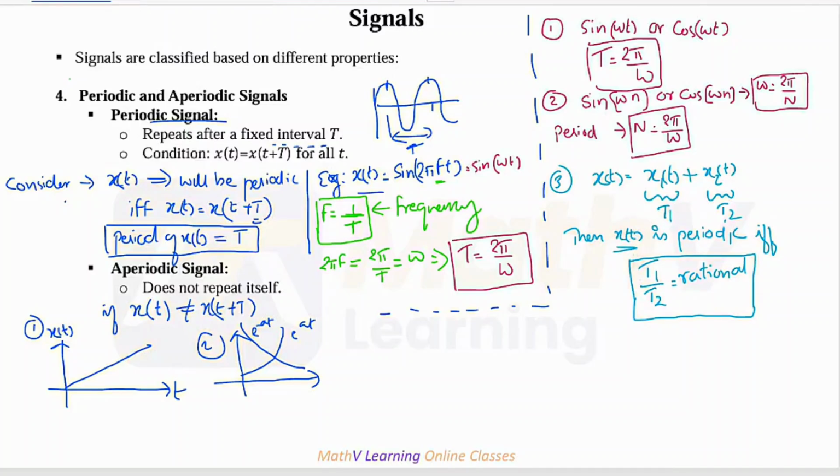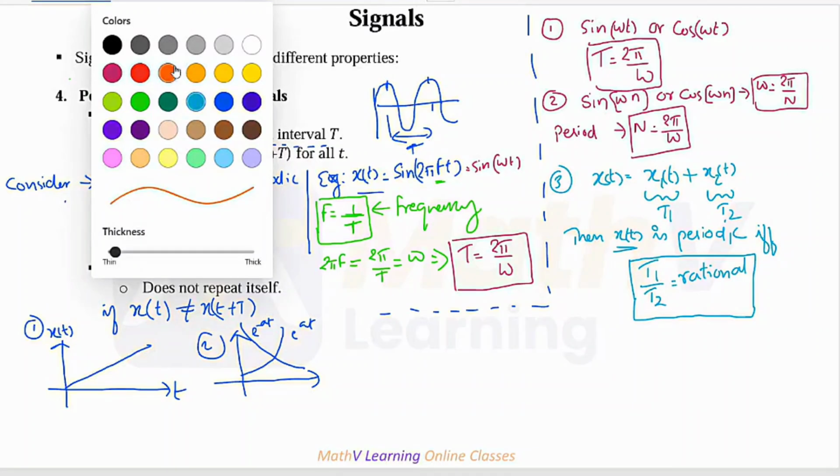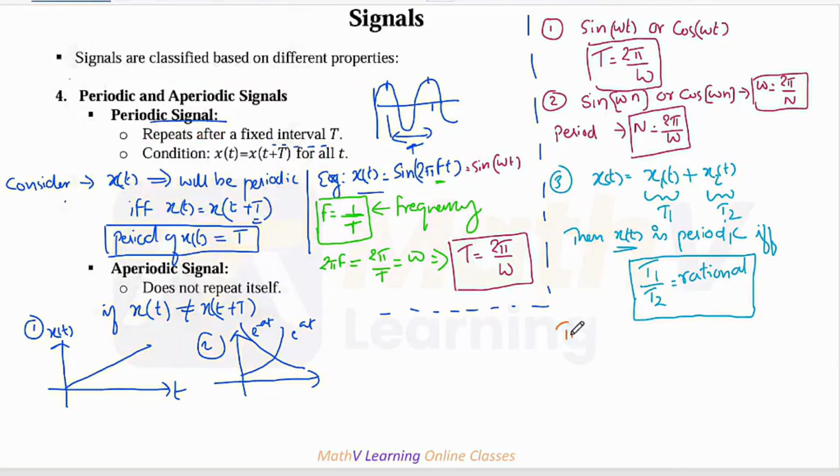Okay, and if so, what is its period? Okay, how to find the period? The period is given as the time period of x of t. Time period of x of t is the LCM of t1 and t2. If we take the LCM of t1 and t2, we will get the time period of x of t.